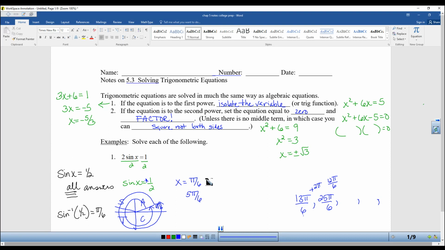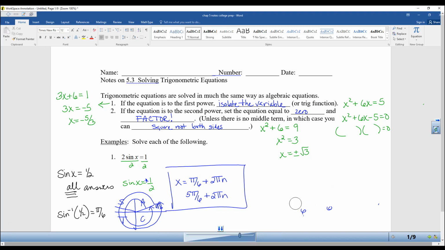So we can solve this problem by just saying plus 2 pi n. N just means if you put a number in there like 1, 2, 3, you could keep adding and going around the circle and keep getting answers. And you could do the same thing with the 5 pi/6. And this is going to be your answer.